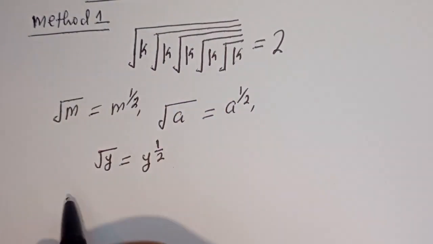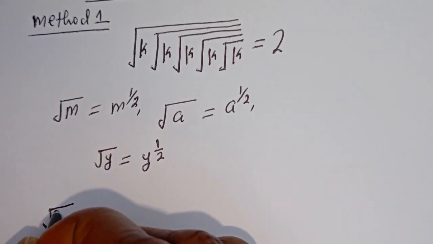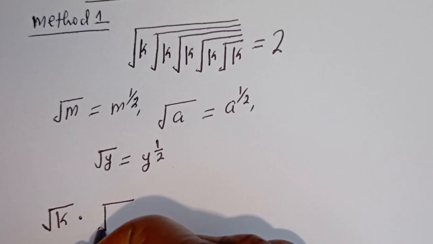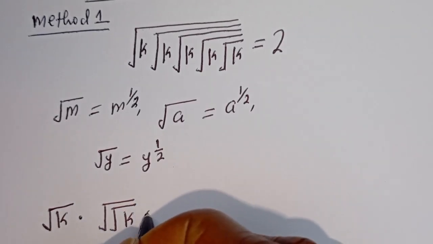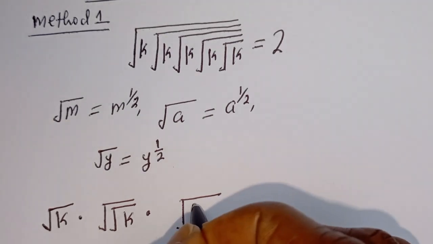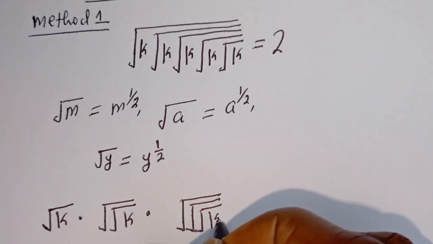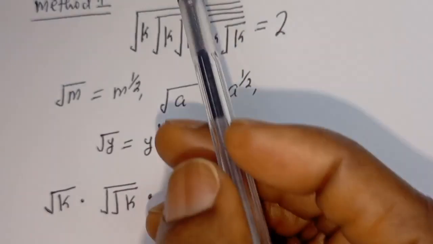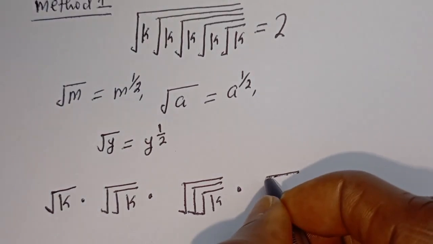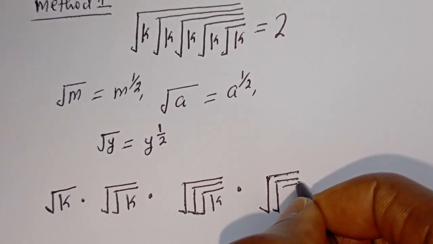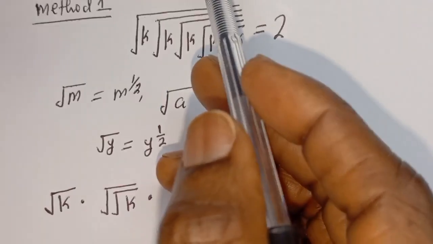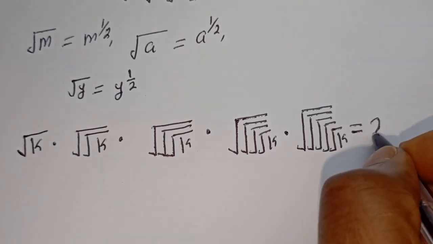Then this can be written as: the first one is square root of k, multiplied by the second one, square root of k, multiplied by the third one, square root of k, multiplied by the fourth, square root of k, and finally square root of k. Then everything is equal to 2.